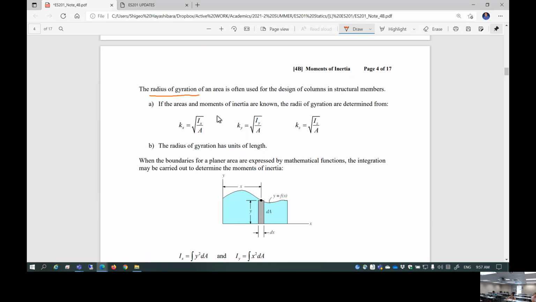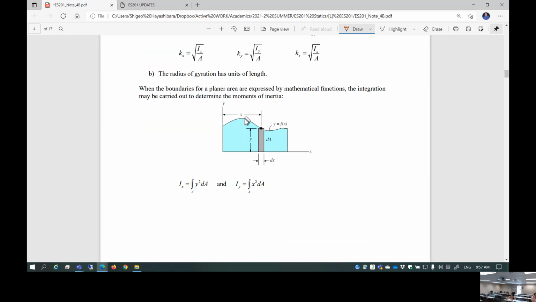So suppose you concentrate the area at a certain distance, or radius, away from the centroidal axis. How much radius do you expect to produce the same amount of moment of inertia? Okay. So this is going to show up later in structural analysis. At this moment, it's kind of hard to visualize because you are not ready yet, but you understand what the radius of gyration is. It's coming from the moment of inertia concept.